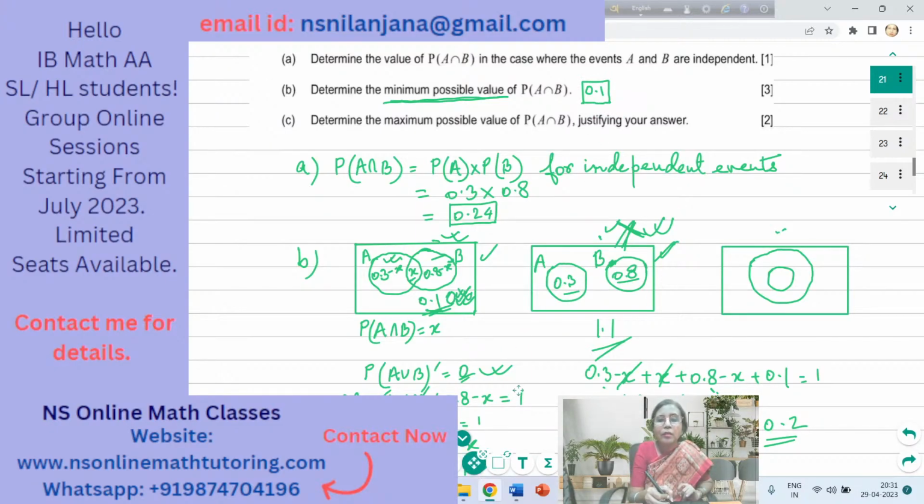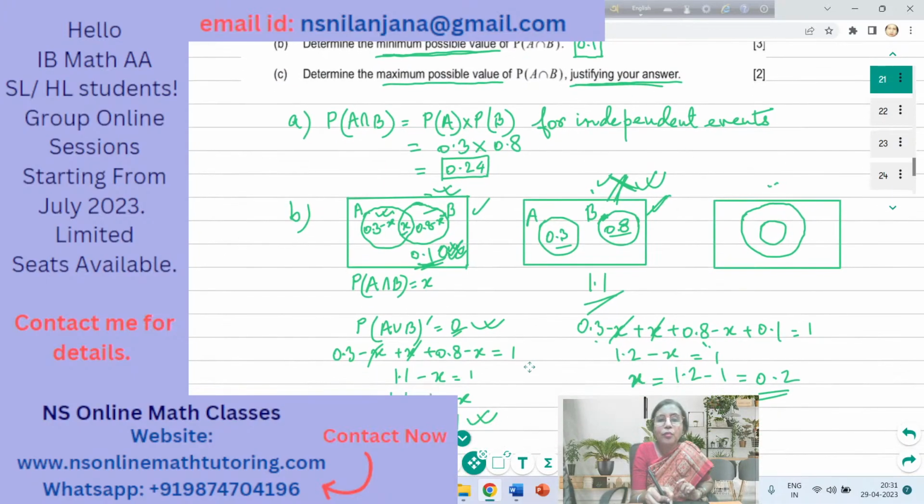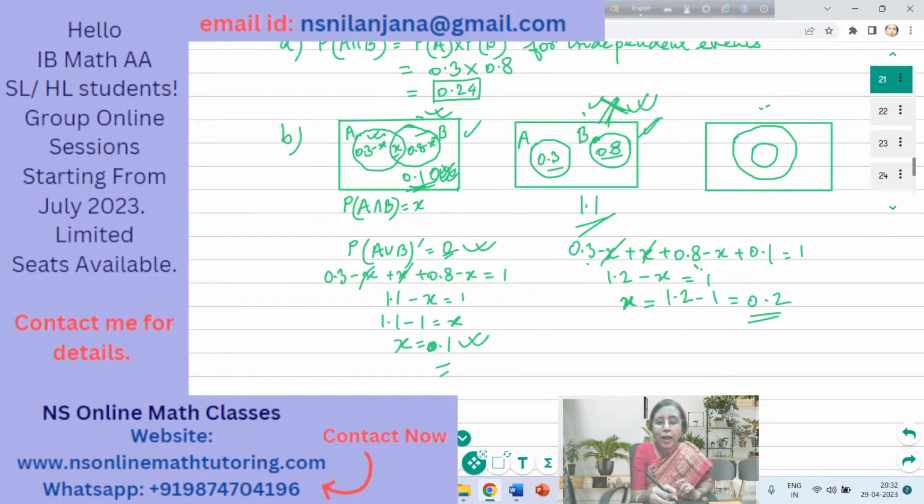Now, we come to subpart C. Determine the maximum possible value of P of A intersection B, justifying your answer. As I have said before, given two events, there should be the universal set as well. If you have to draw the Venn diagram, always include it.